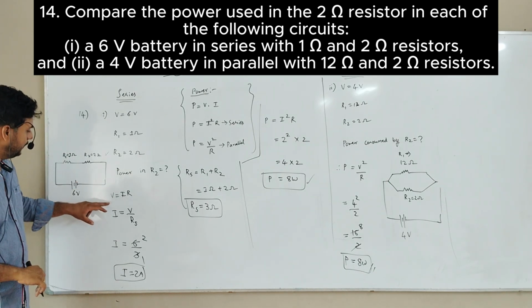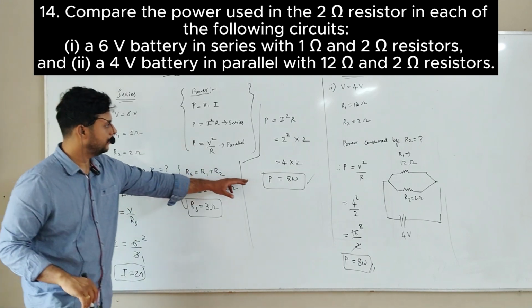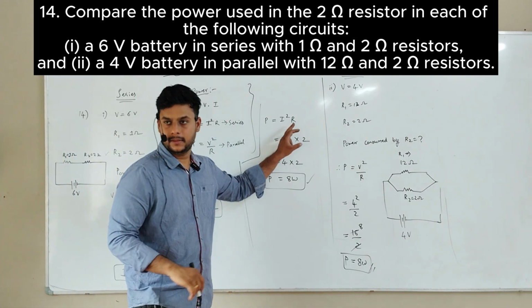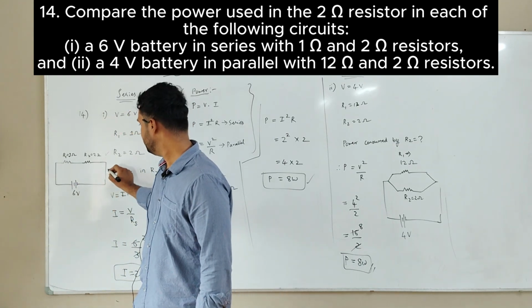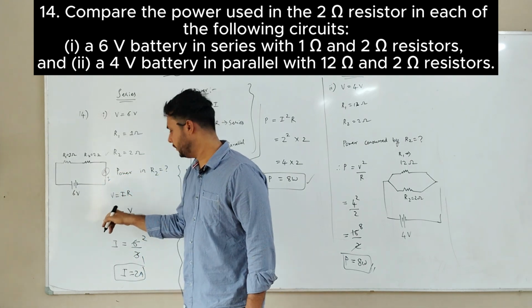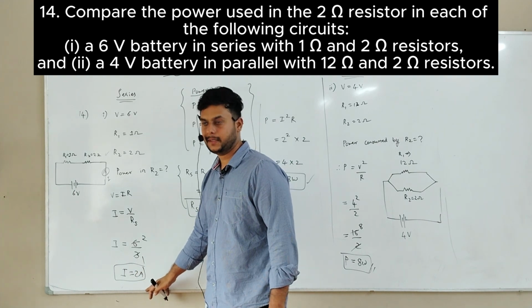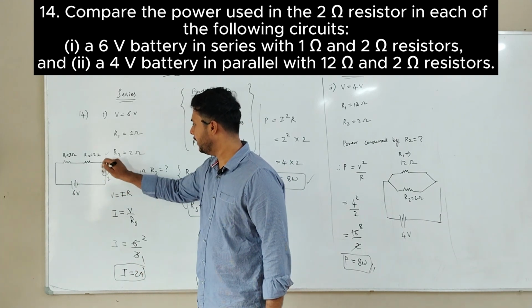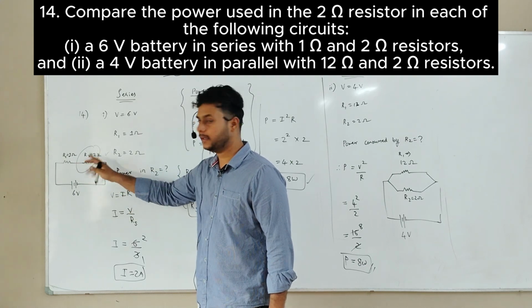V is equal to IR, sorry, RS, where is the main formula? Power is equal to I square R. V is given, R1, R2 is given. Is current I given here? Current I is not given. So first I found current I by V is equal to IR formula. I got I as 2 ampere. This 2 ampere current passing in R2. We are specifically interested here. Don't take R1 and R2.